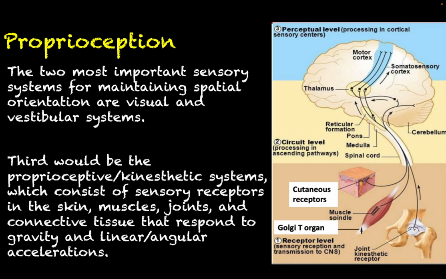But if we had to add in the third ranked most important sensory system for maintaining spatial orientation, the third would be our proprioceptive or kinesthetic systems. This is sometimes also called somatosensory systems. So this consists of sensory receptors all throughout the body, so all in your skin, in your muscles, in your joints, in your connective tissue, your tendons, and your ligaments.